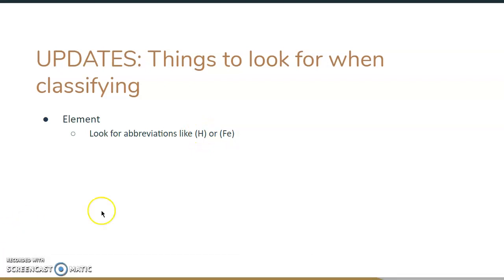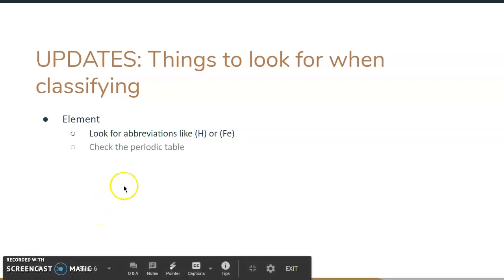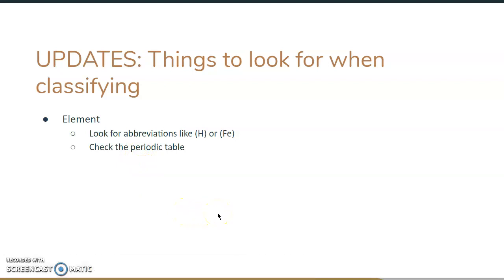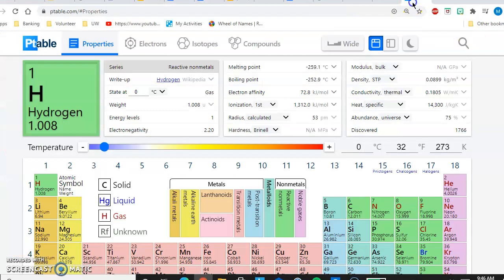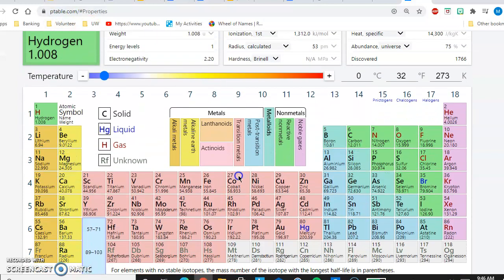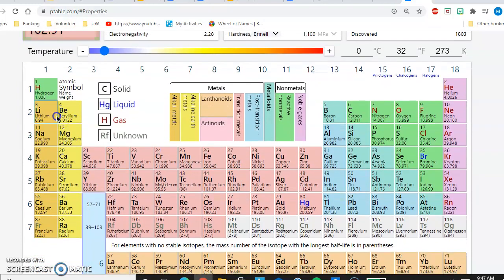So please remember to look for things on our periodic table. If you have not found a good periodic table you like, I've been using ptable.com. You can see that right here, and it has all of them. So our examples were hydrogen, so we found hydrogen right here, number 1 on our table, and then also Fe, so iron, number 26.